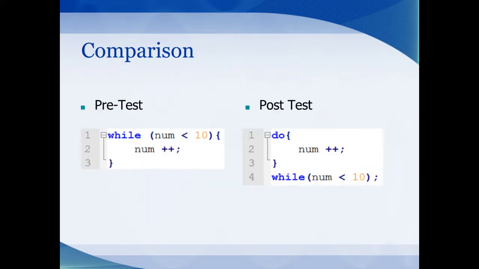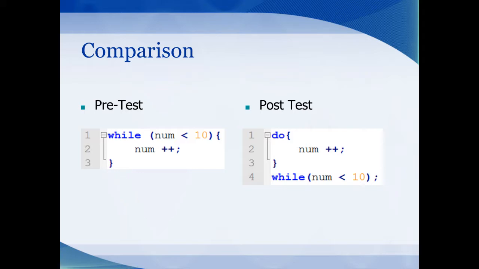So here's a pre-test and a post-test while loop side by side, so you can kind of get an idea of both of them. The condition is exactly the same on each of them. In this case, the condition is that the loop will iterate so long as the variable num is less than 10. These two loops will behave exactly the same and the output will be exactly the same.